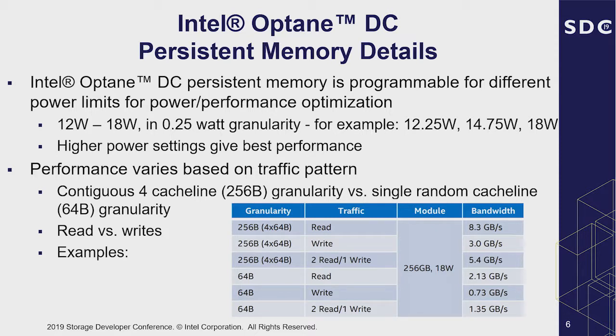What's the power differential between a comparable size DRAM DIMM versus an Optane DIMM? I have the wattage here. It's 12 to 18 watts. I'm not sure of the power levels on the DDR4 DIMM, but correct me if I'm wrong, Andy. The power usage on the DC persistent memory is mostly during reads and writes, but you don't have that constant refresh. So the power signature on this type of memory is much different than DDR4 DRAM.